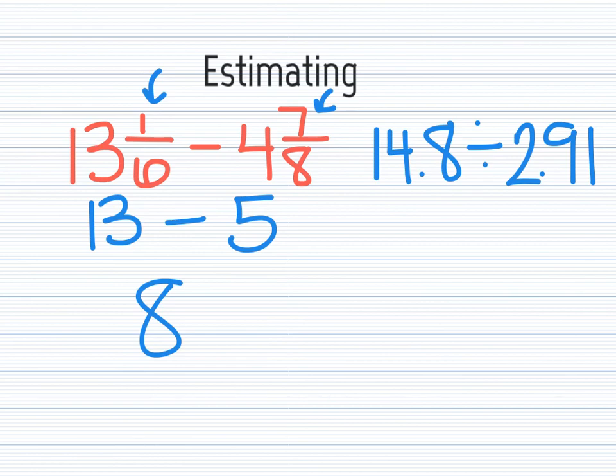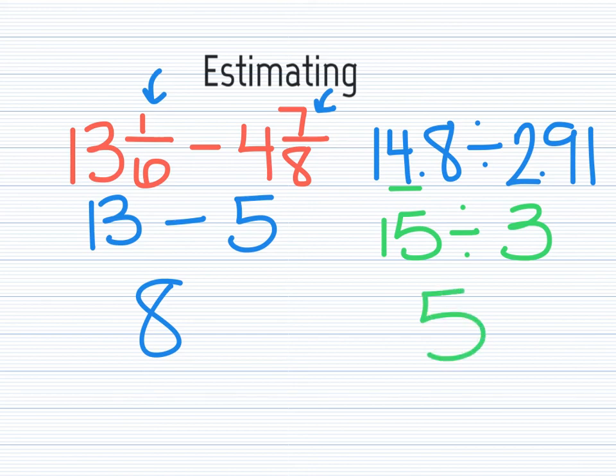14.8 divided by 2.91, choose two numbers that are very easy to work with. So for 14.8, that's pretty close to 15, and I could make 2.91 a 3. Those two numbers are compatible. They're easy to divide. 15 divided by 3 is 5. Again, remember, make estimating easy.